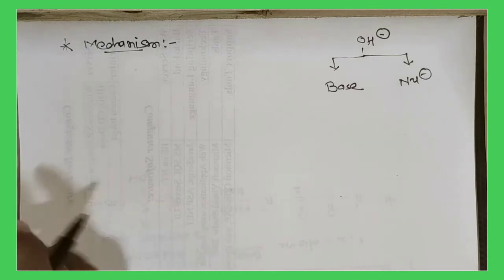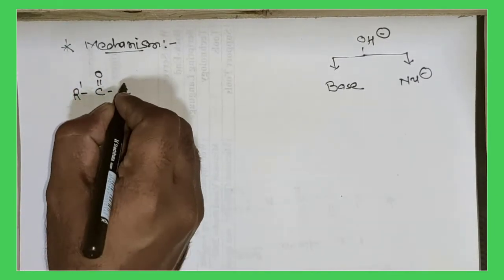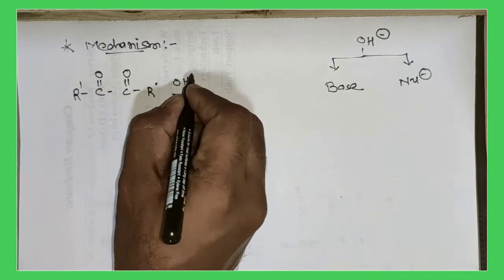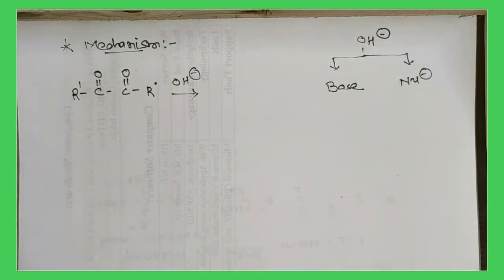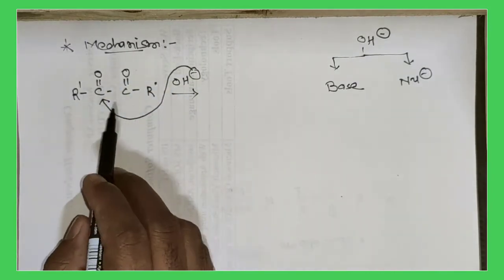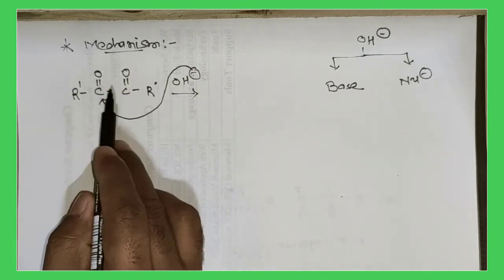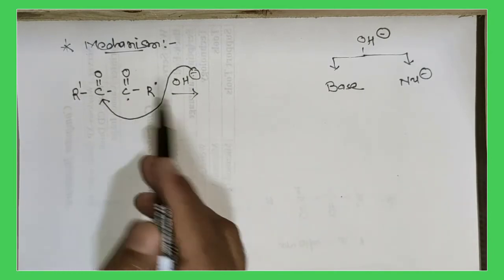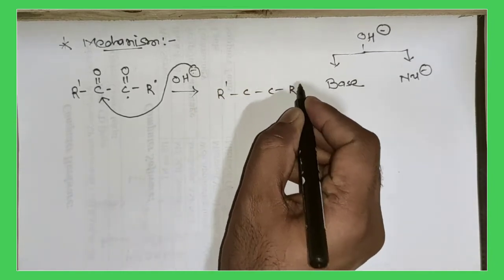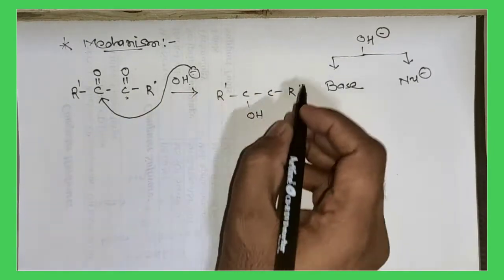Okay, let me go to the mechanism part. Your starting material is R dash, C double bond O, meaning the 1,2-dione functionalities. Now we are adding OH minus. So in the first case OH minus acts as a nucleophile. We are going to discuss the general mechanism, so this nucleophile can attack either this position or this position, right? First, R dash, C and R double dash. This OH minus attacks this carbon, and the other ketone stays as it is.